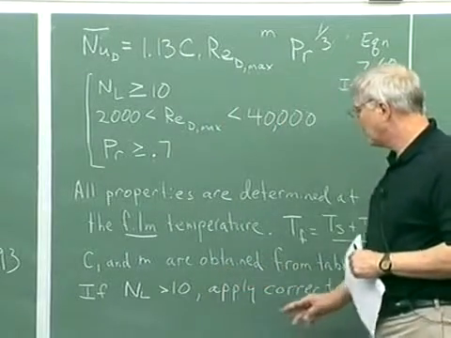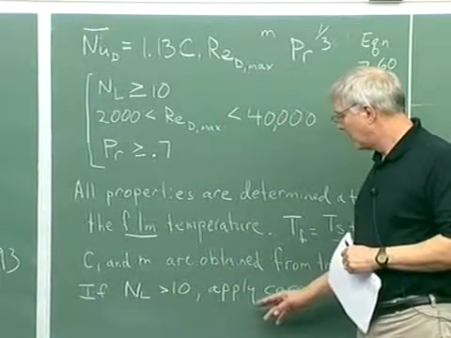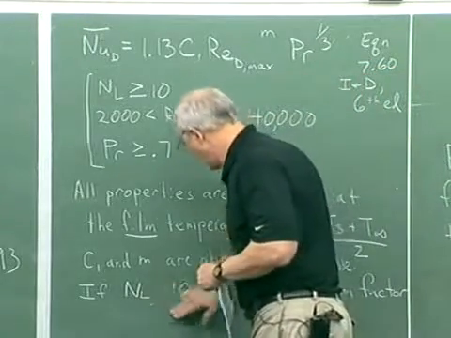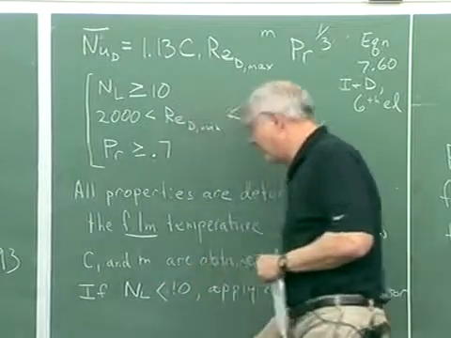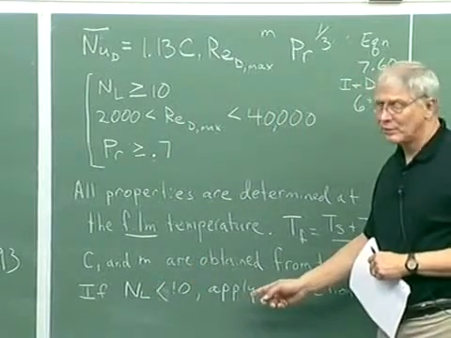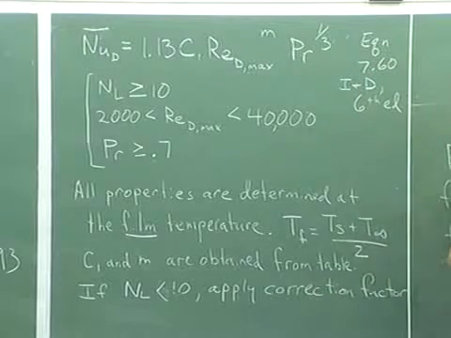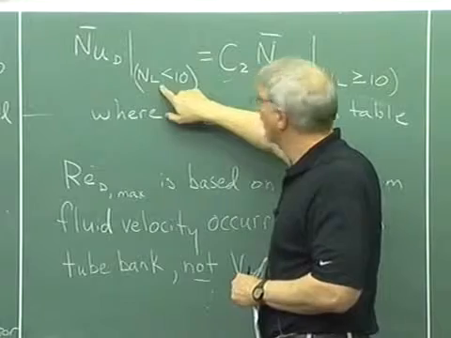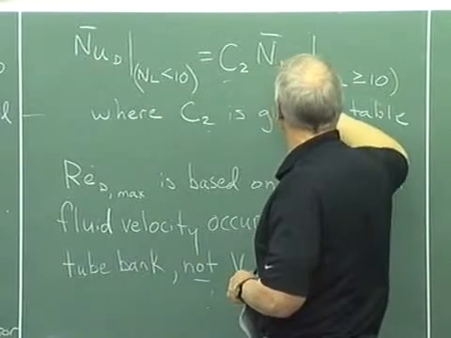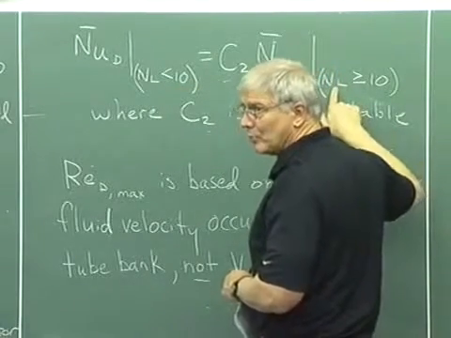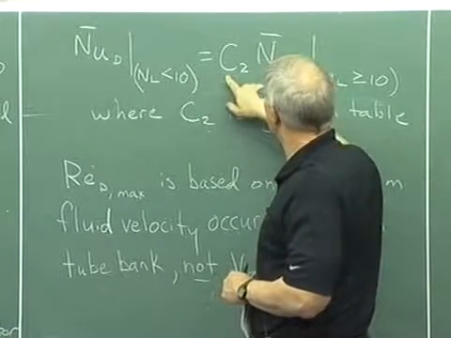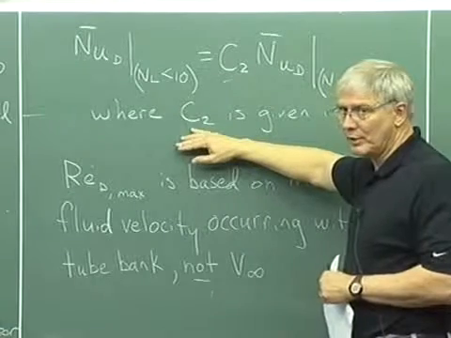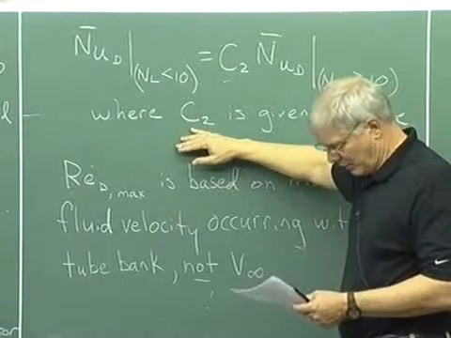Okay, now it's possible we could have, this should be a less than, it's possible we could have less than 10 tubes. So if we have less than 10 tubes, we can apply a correction factor. The Nusselt number, if we have less than 10 tubes, would be the Nusselt number that we calculated for 10 or more tubes times C2. C2 is given in a table. If you have the 6th edition of Incropera and DeWitt, you can find it there.